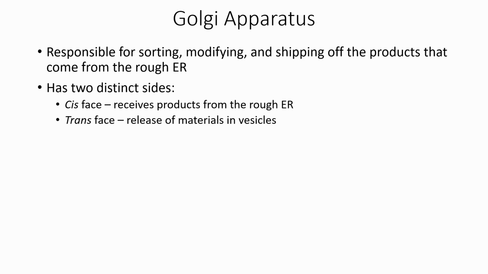The Golgi apparatus has two distinct sides to it, the cis face and the trans face. The cis face is where the Golgi is going to receive things, so we're going to receive products from the rough ER. The trans face is where things leave, right? So things get transported away through the trans face.